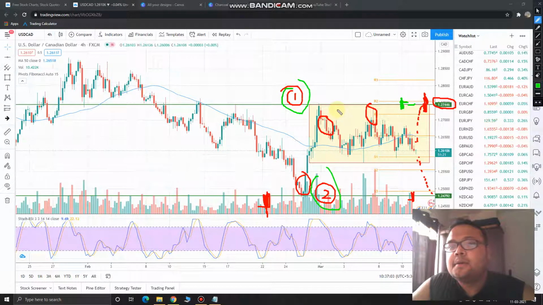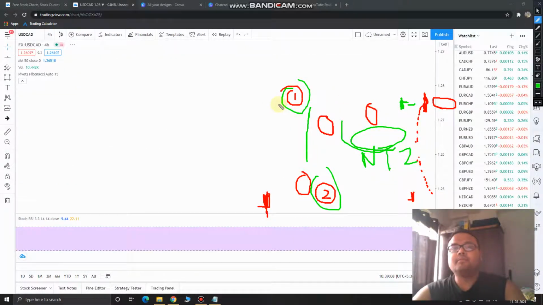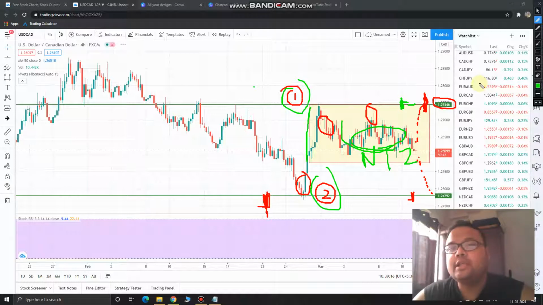And as long as the market is trading between this price range or between this box, you should stay away from the market. Right now market is in no trading zone. You can see that there is not much movement in the market, no clear trend. So there is no necessity to go ahead and take risk. As long as market is in no trading zone, just stay away from the market. So this is a simple analysis for US dollar, Canadian dollar, for 11th March 2021.